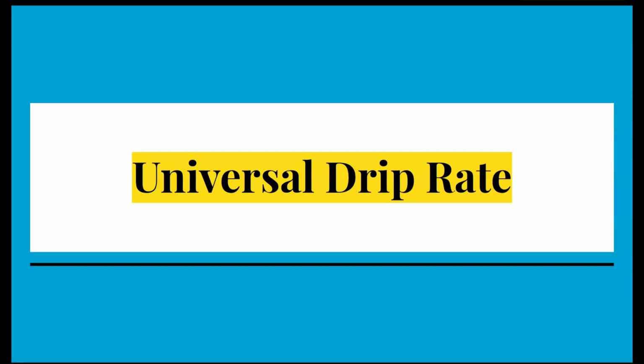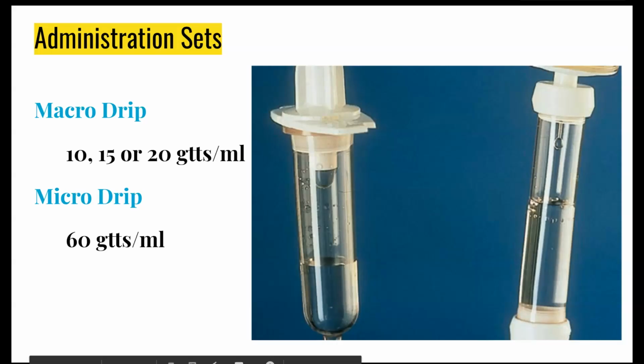Some formulas that you're going to need to know. The first one's your universal drip rate. Okay. This is all entirely dependent on what kind of administration set you're using. You have two. One of them is the macro drip. This is this one on the side. Makes a really big macro, right? Think about really big macro drops.